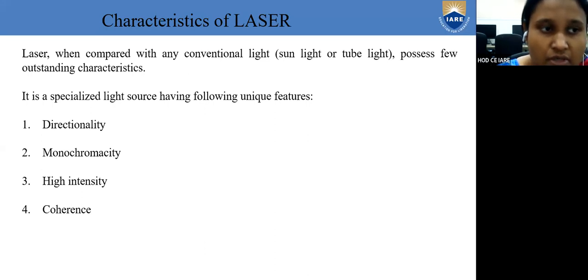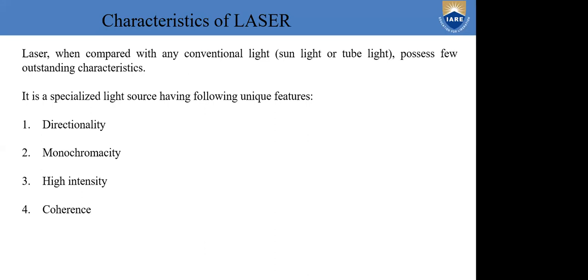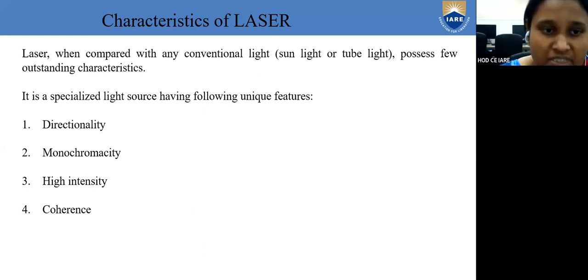Okay. So now we know that when we compare laser light with normal light, this laser light has certain unique features or characteristics. So what are those unique features? I think yesterday we were discussing those features only. So what is our first feature? Being directional. So the first feature of a laser light is that it is directional, the second is that it is monochromatic, the third is that it is highly intense, and the fourth is coherence.